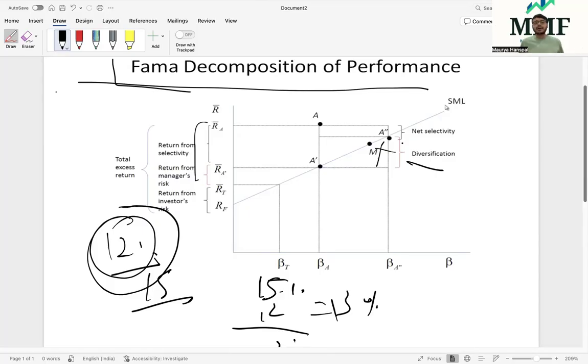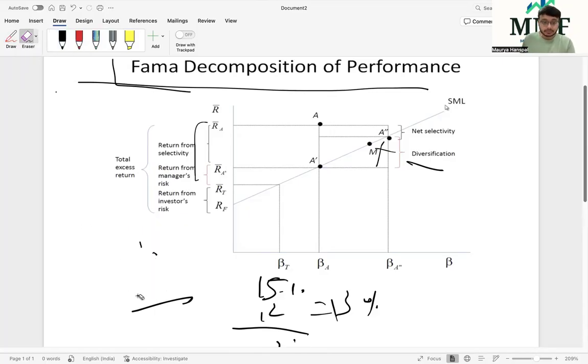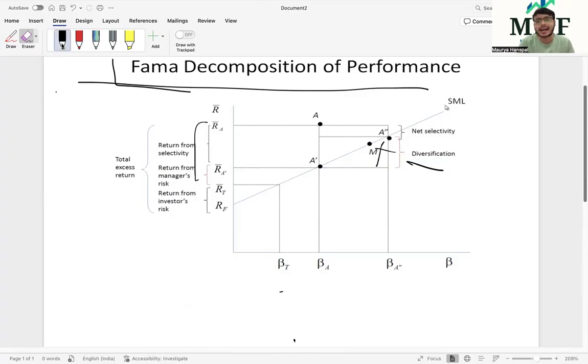So coming back to our topic, the Fama decomposition of the performance, here we try to break down the excess return or the alpha into different components. Once we deep dive into the return from selectivity, which again is the most important and critical component of the Fama decomposition of the performance, here we need to understand what we mean by these two terms. Firstly, I'll just erase this. The first parameter, or even before trying to understand this, let's try to understand the start first.